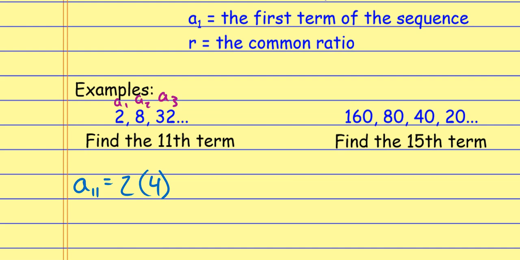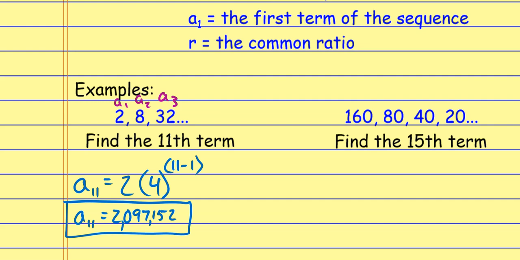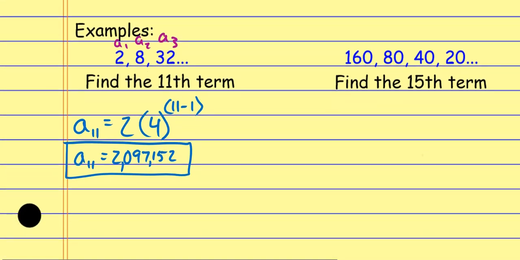And now raised to the n minus 1, well, that's going to be 11 minus 1, okay? I'm looking for the 11th term. And once again, this is going to be a job for my calculator, okay? This is not one we'd want to do by hand. So I do 4 raised to the 10th power, and then times that 2. So I get a sub 11 equals this guy. So it looks like a 2,097,152, okay?